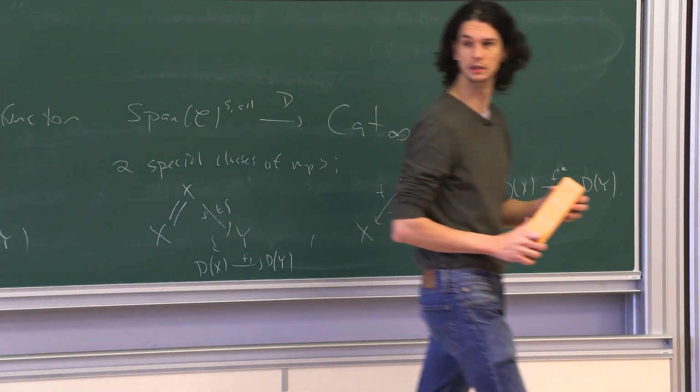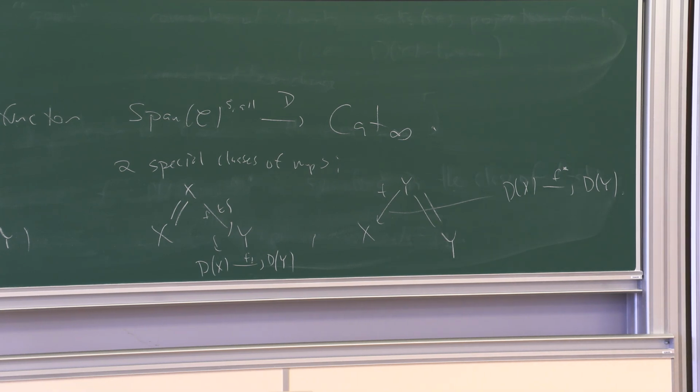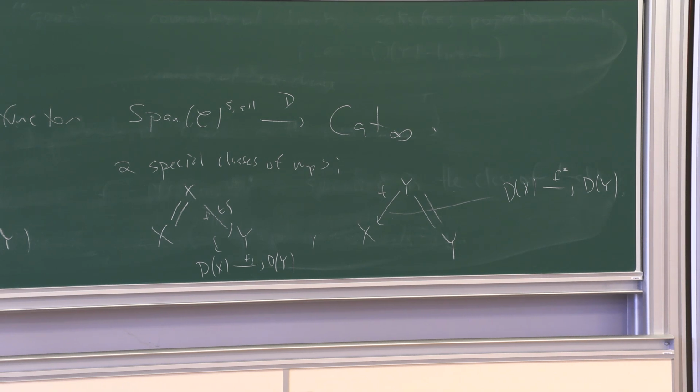Stable under composition includes having the identity. Yes, it does. That's what happens when you compose an empty set's worth of composable maps.